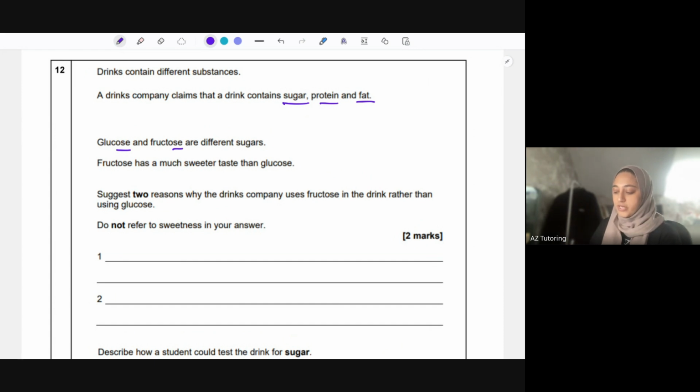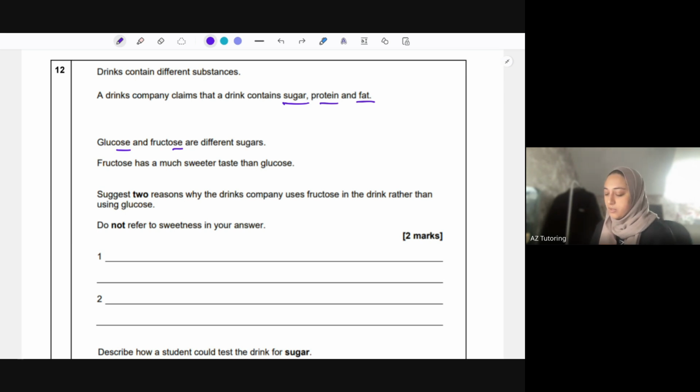Fructose has a much sweeter taste than glucose. Now, anyone that has drunk coconut water has sometimes seen added fructose inside it as well to make it sweeter. So if you look on a packet of coconut water, you'll see fructose also written there. Now, the reason why fructose is used rather than glucose is because glucose will help contribute to respiration, so good for energy. So stuff like Red Bull, Lucozade, all these energy drinks have added glucose inside to help you with respiration, but you don't always want that.